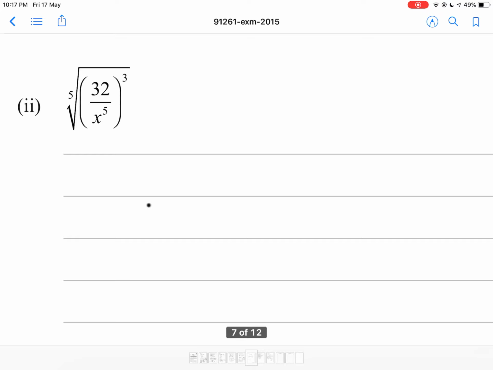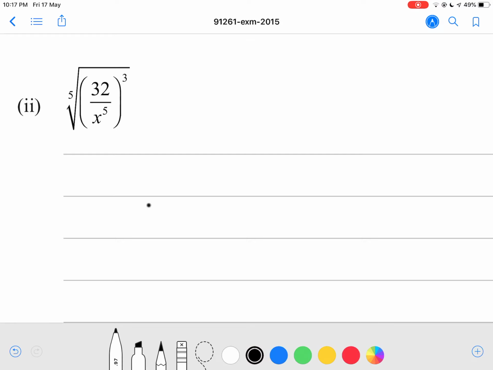So 32 divided by x to the power of 5, whole thing to the power of 3, to the 5th root, okay? So then we're going to say 32 to the power of 3 divided by x to the power of 15. So why is it red now? Oh, sorry about that. Black pen. So x to the power of 15, because x to the power of 5 times x to the power of 5 times x to the power of 5 is equal to 5 plus 5 plus 5. That's x to the power of 15.